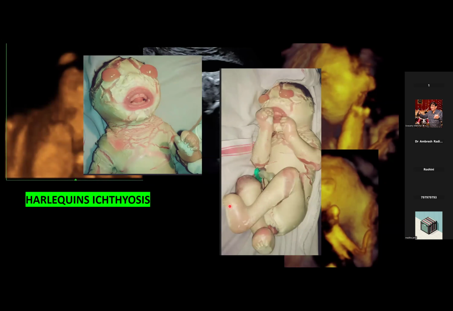And here you can see abnormally thick tight skin forming an armor and flexion contractures here that prevent the normal growth and movement of toes and fingers. And that's why we had foot length discrepancy in this case.